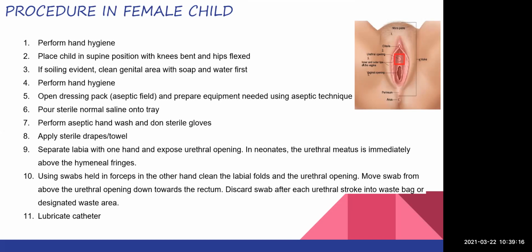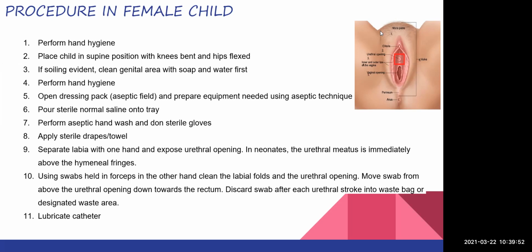So we start doing the catheterization. So separate the labia with one hand and expose the urethral opening. In neonates, the urethral meatus is immediately above the hymeneal pharynges. So using swabs held in forceps in the other hand, clean the labial folds and the urethral opening and move the swab from above the urethral opening down towards the rectum. So discard each swab after each urethral stroke into the waste bag or any designated waste area.